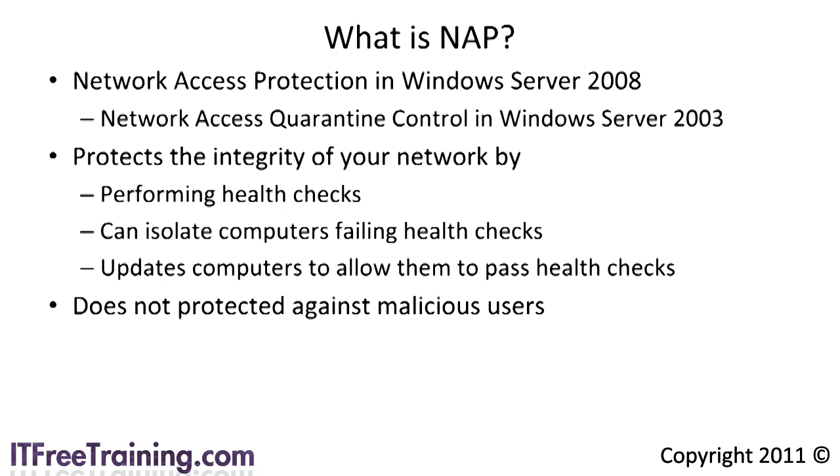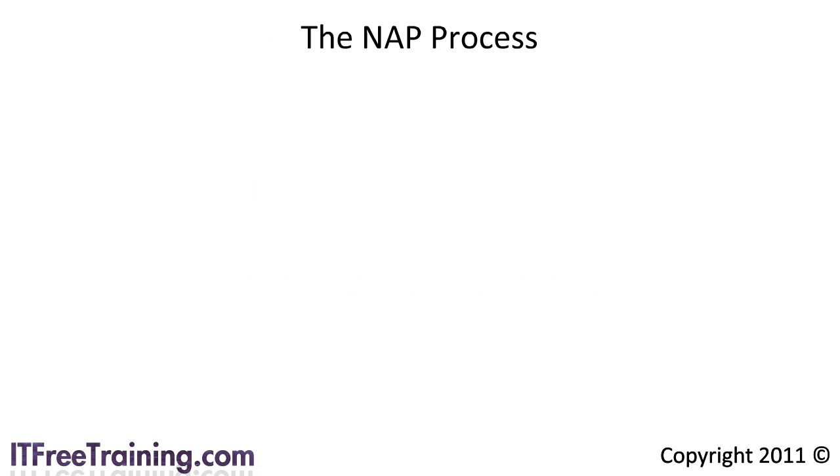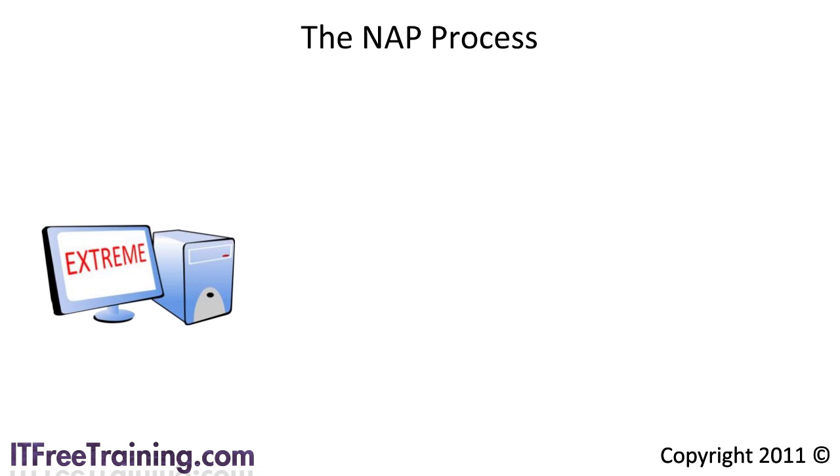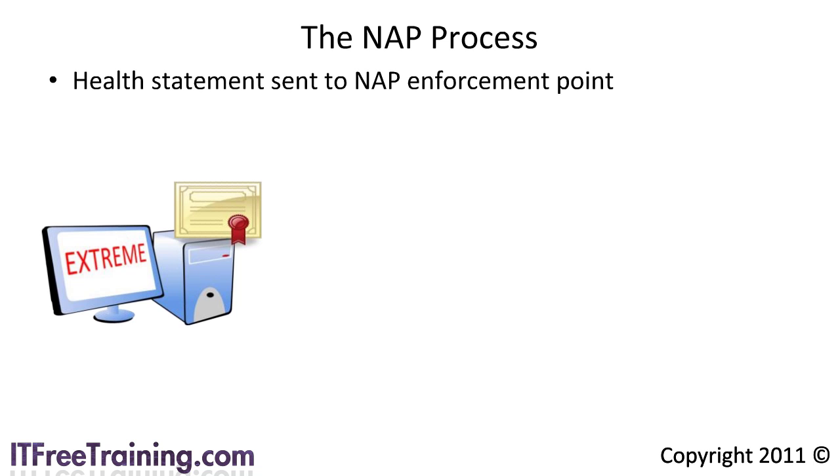To understand how NAP works, it is a good idea to understand the process NAP goes through when a computer starts up. When the computer starts up, it does a health check. You can determine what you want to check for. Common checks include service packs, antivirus and spyware are installed and up to date, and a firewall is enabled. When the computer attempts to access the network, the health statements are sent to the NAP enforcement point.